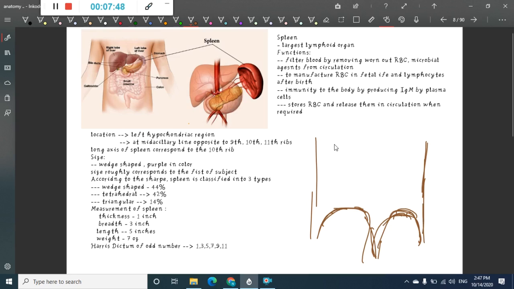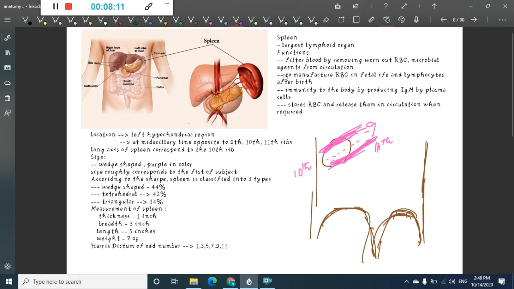Okay, here you have the spleen like this. If you see, the upper border of this spleen corresponds to the upper border of the 9th rib, whereas the lower border of the spleen corresponds to the lower border of the 11th rib. So the long axis of the spleen will correspond to the 10th rib.